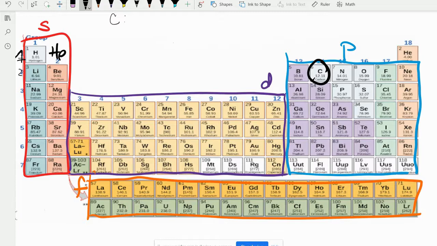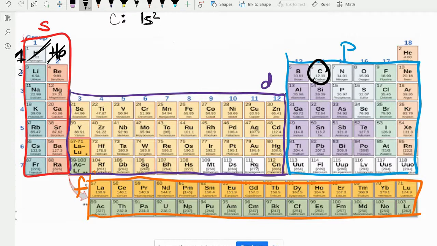So now I'm going to count every box, and the way I'm going to do it is like this. I'm going to start in the first row, 1. So I'm going to write 1. And remember, I'm counting up to carbon, so I have to count hydrogen and helium, and those are in the S block. So I'm going to write S. And I counted off 1, 2 in the S block. So I'm going to put a 2 up here.